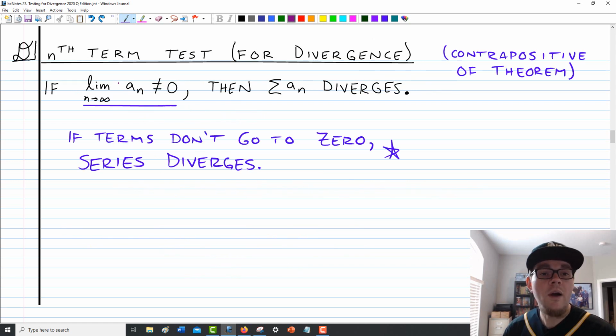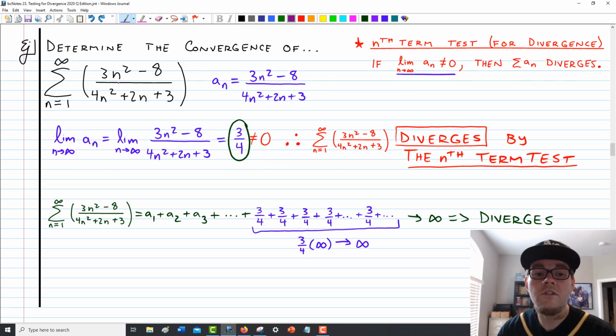From there, we use the contrapositive of that theorem to declare what we use as the nth term test for divergence, saying that if the limit of the terms doesn't equal 0, then the series diverges. And our first example kind of illustrated why that was.